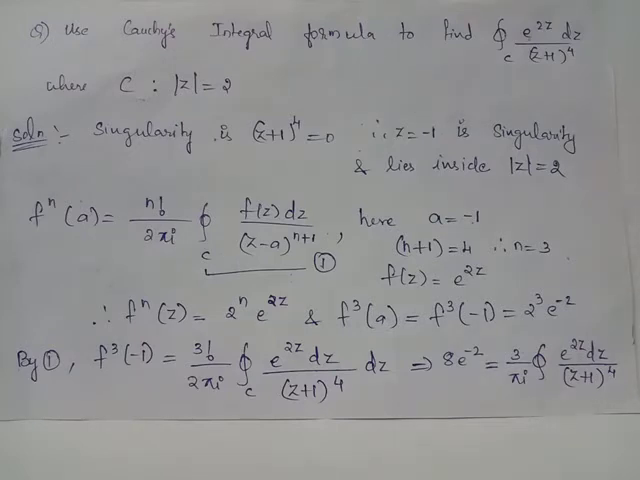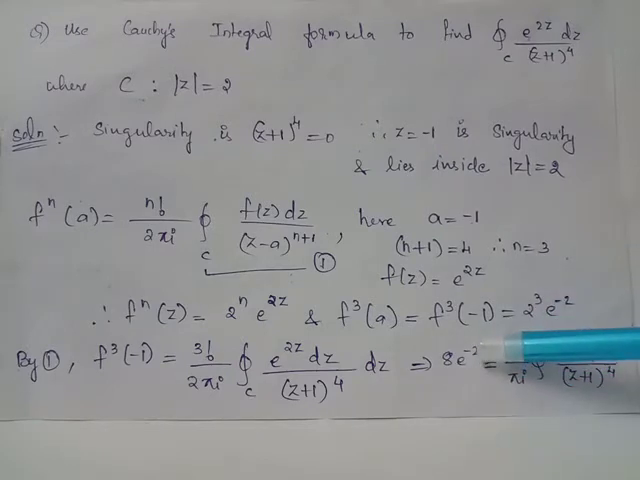which is the third order derivative of f of z at z equals a, where a equals negative 1, obtained as f triple dash of negative 1 equals 2 cube into e raised to negative 2, which can be written as 8 times e raised to negative 2.